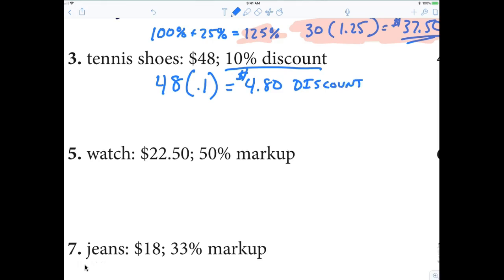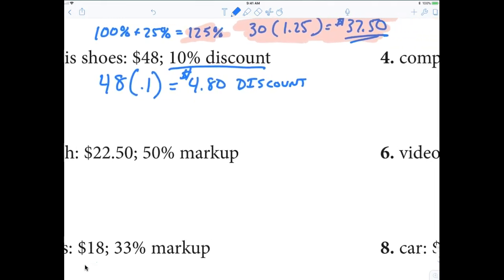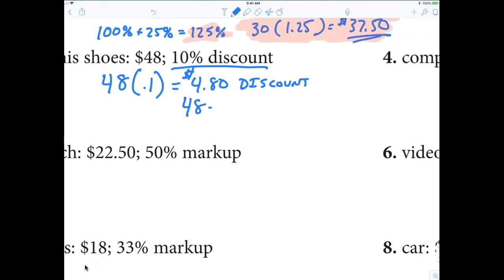But I'm not interested in the discount. I'm interested in the sale price. So how would I find the sale price? That's right. Very nice. Everybody do for me 48 minus $4.80. And that would be what? Come on, guys. The answer is $43.20. Does everybody understand that? Now, I obviously want to do it quicker than that, correct?